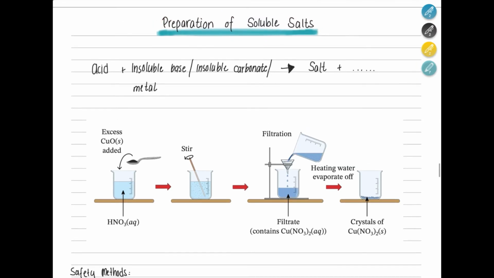Another way to prepare soluble salt is as follows. When you have an acid and you're reacting your acid with either an insoluble base, remember soluble bases are alkalis, so this is an insoluble base, or an insoluble carbonate. Remember, sodium, potassium, and ammonium carbonates are soluble. Other than that, all carbonates are insoluble.